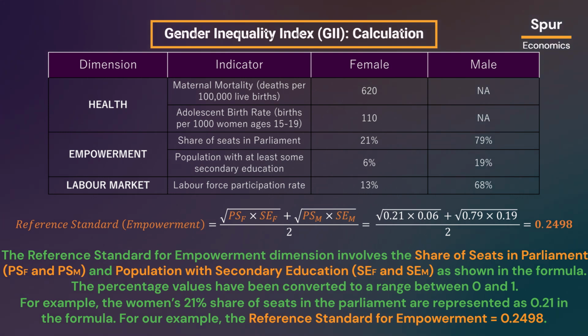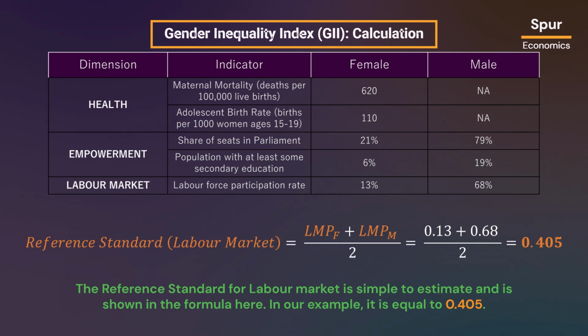For example, the women's 21% share of seats in the parliament are represented as 0.21 in the formula. For our example, the reference standard for empowerment is equal to 0.2498. The reference standard for labor market is simple to estimate and is shown in the formula here. In our example, it is equal to 0.405.